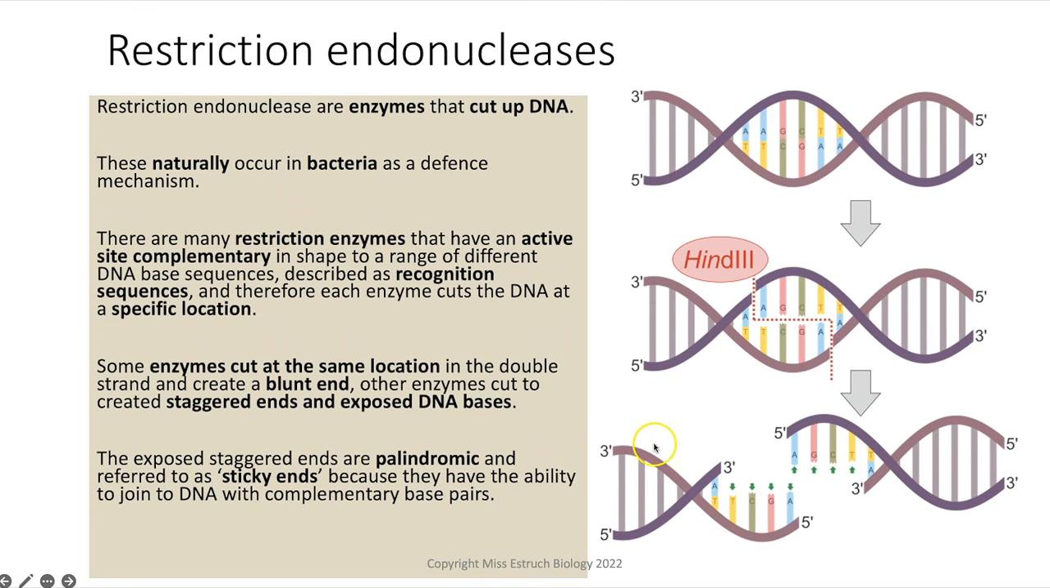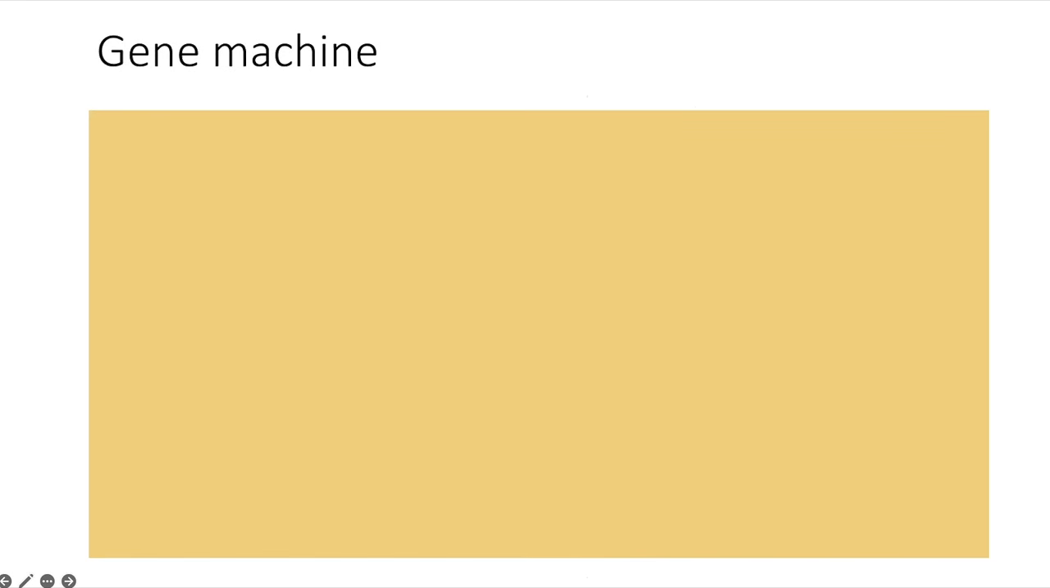So you get these cuts at palindromic sequences, meaning the DNA base sequence is the same one way as it is backwards, and that's how we get our sticky ends, which can then help to insert that DNA fragment into the DNA of another organism.